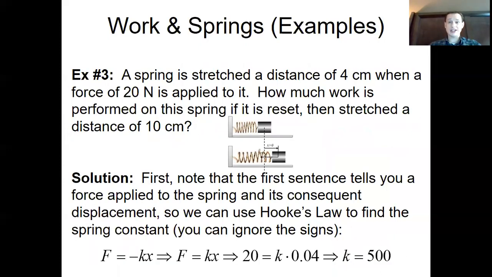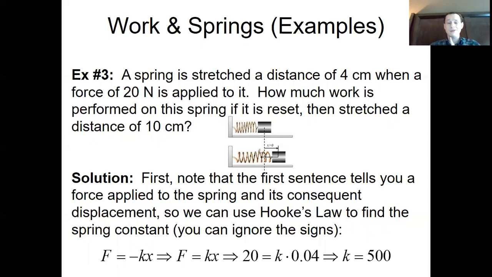A spring is stretched a distance of 4 centimeters. Now note that's centimeters. You don't want centis, you don't want millis. The only prefix you want is kilo for mass. Kilograms is good. But everything else, you should never have any prefixes in front of it. So for a centimeter, the very first thing you want to do is think about how many meters that is. And that's 0.04 meters. So use stuff in meters. It's stretched that distance of 0.04 meters when a force of 20 newtons is applied to it.